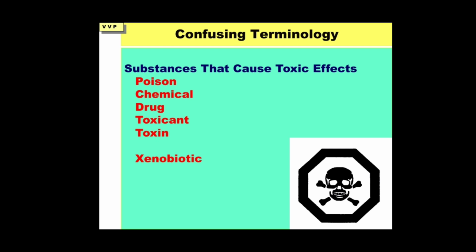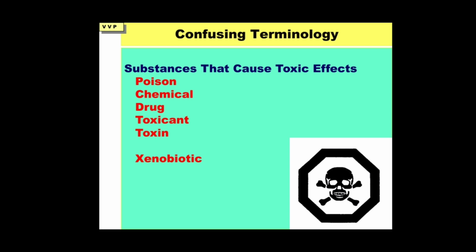For instance, a lot of terms are used for substances that can cause toxic effects on the human body. Terms like poison, chemical, drug, toxicant, toxin. Often these terms are used synonymously, and yet there are actually subtle differences. For instance, poison is a very broad term that covers any substance that can cause toxic effects, whereas a chemical is a substance of chemical origin, whereas a toxin is of organic origin derived from plant or animal, and a drug is something with basically medicinal properties that can cause deleterious effects in overdose or misuse, and toxicant is something like a poison.